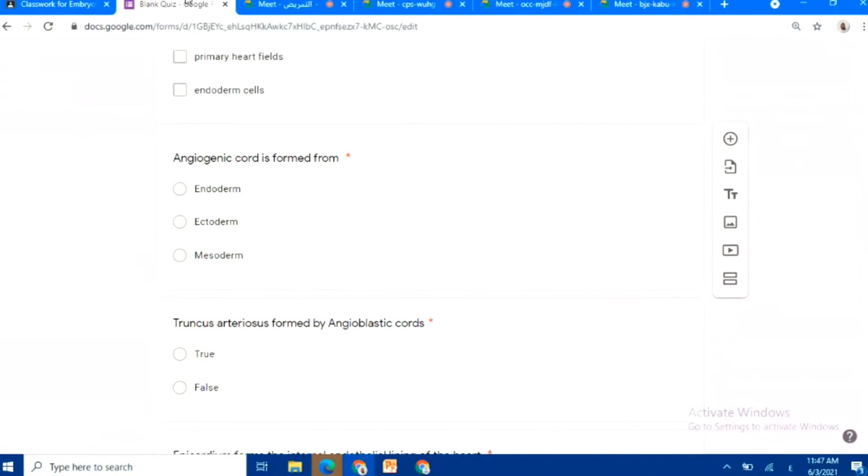ميزوديرم اوكي هذه واضحة صح. Then truncus arteriosus is formed by angioplastic cord, is it true or false?